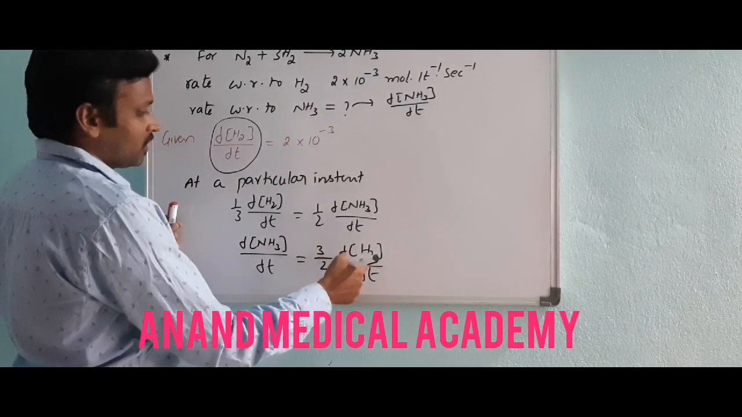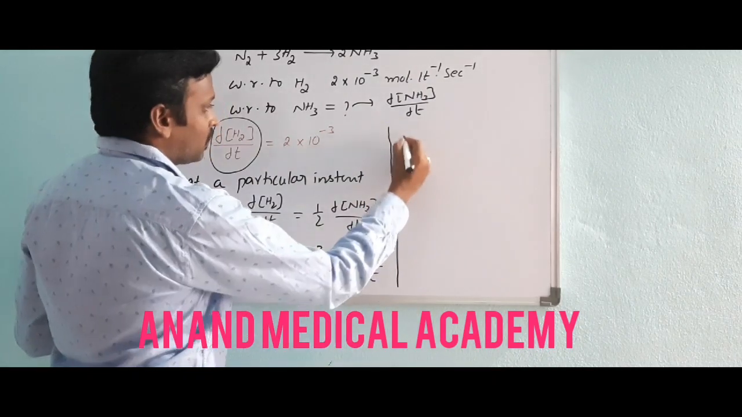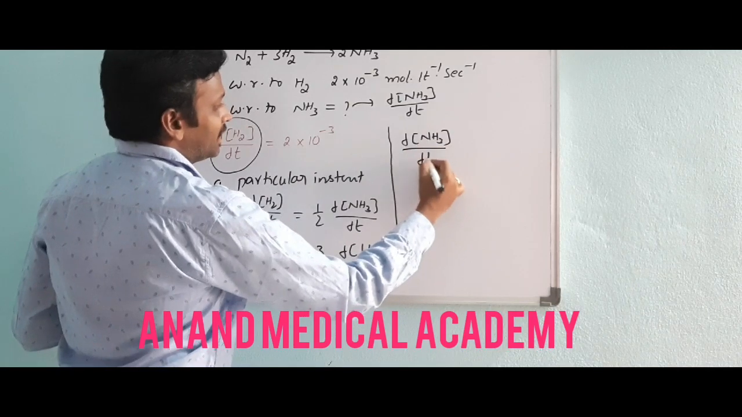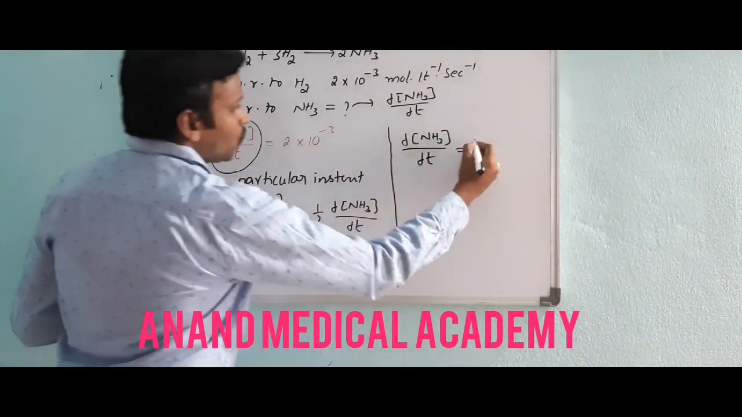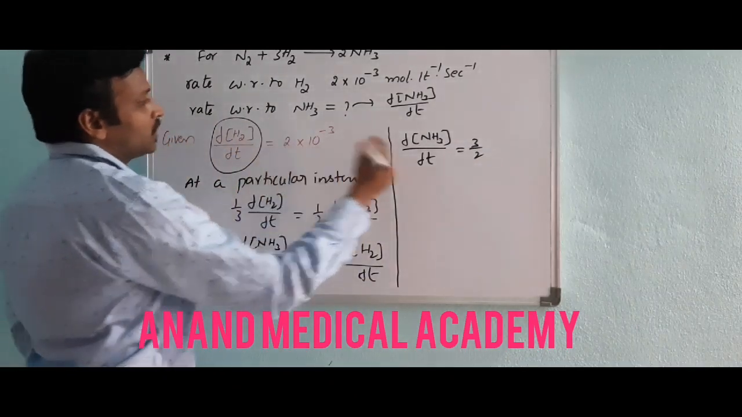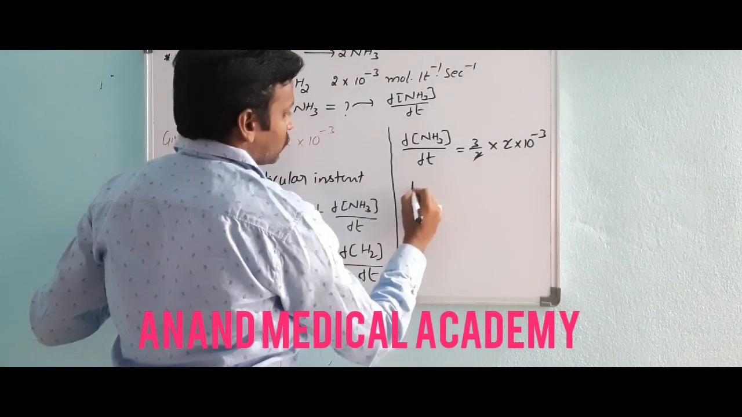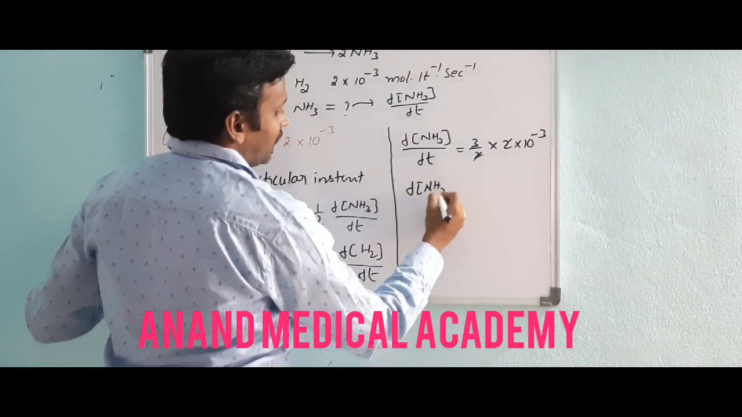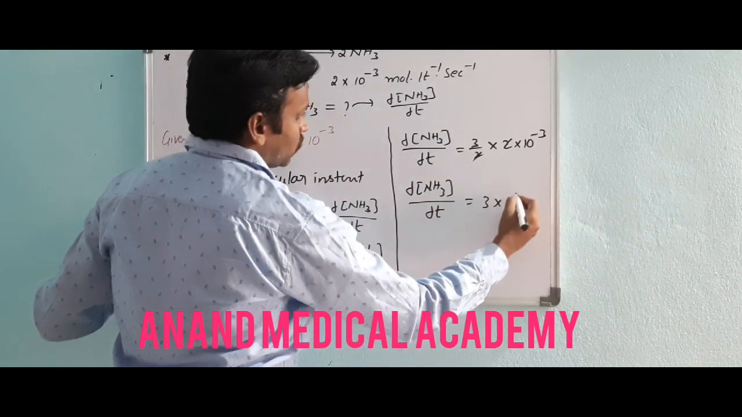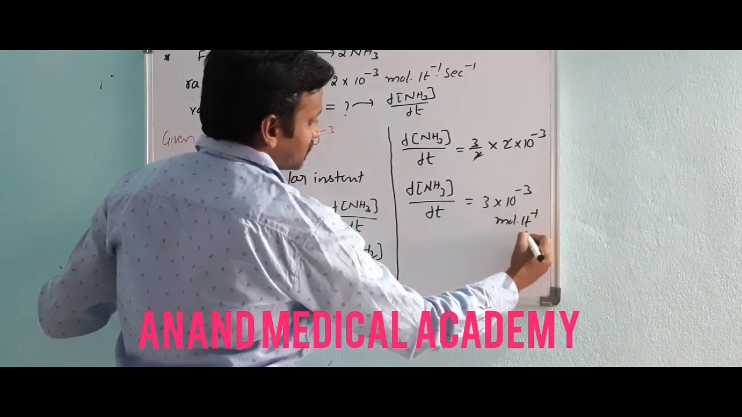It's 3 by 2 into d concentration of H2 by dt. So therefore, what will be d concentration of NH3 by dt? This will be 3 by 2, only this term is given, I am telling you, how much? That is 2 into 10 power minus 3, the 2 cancels. So d concentration of NH3 by dt is equal to 3 into 10 power minus 3 mole liter inverse second inverse.